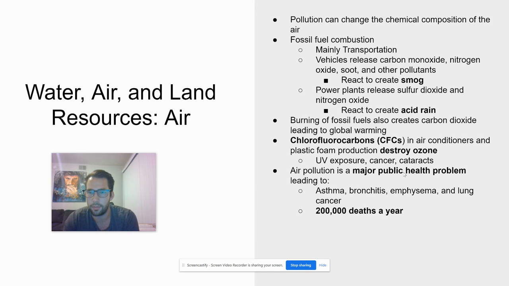Some of the major public health problems coming from air pollution include the development of asthma, bronchitis, emphysema, and lung cancer. And air pollution alone is responsible for about 200,000 deaths a year worldwide.